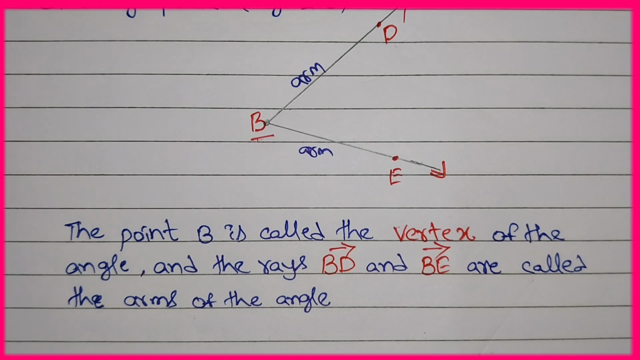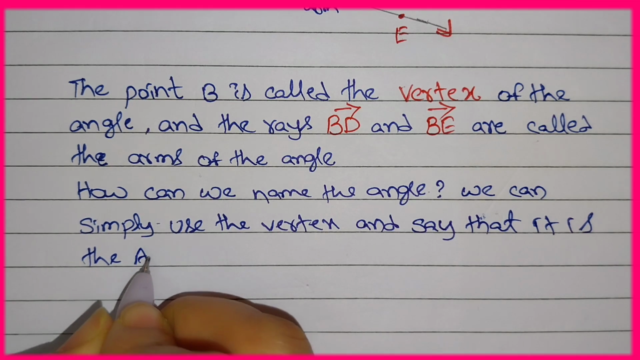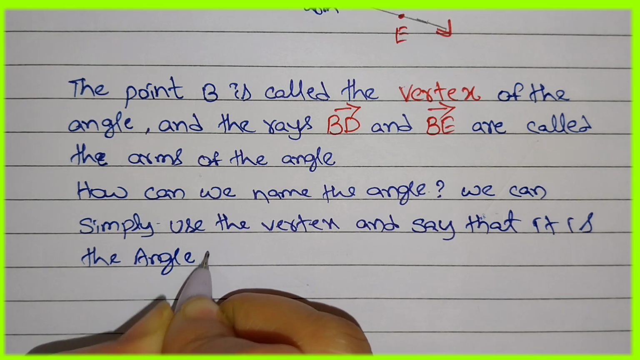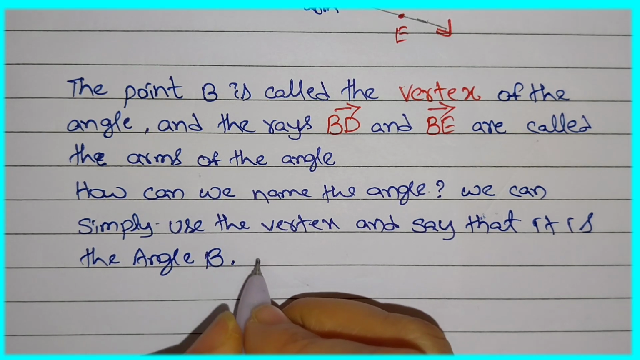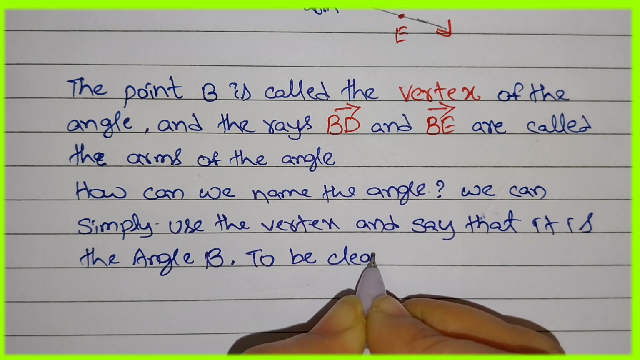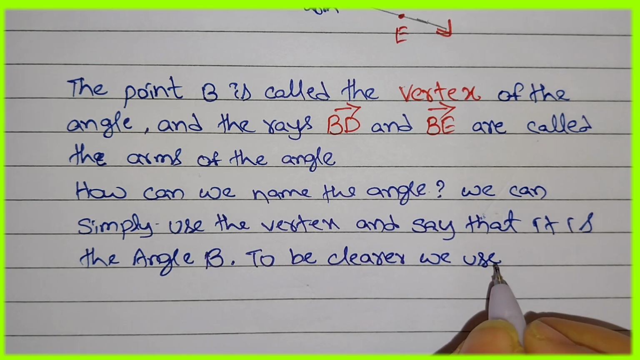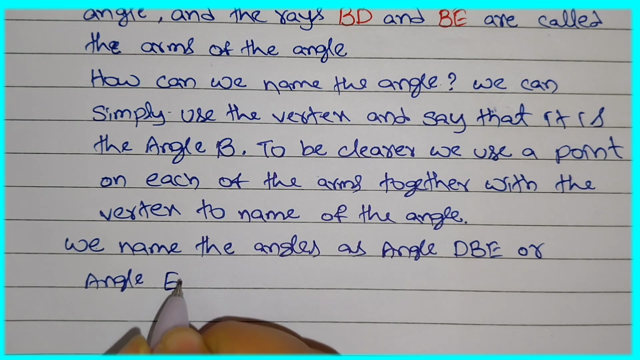How to name an angle? If there is only one angle at the vertex, we can just call it angle B. But if there are many angles at the same vertex, we have to be more specific. To be clear, we use three letters: one point on the first arm, the vertex in the middle, and one point on the second arm.